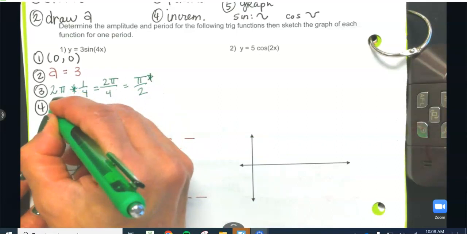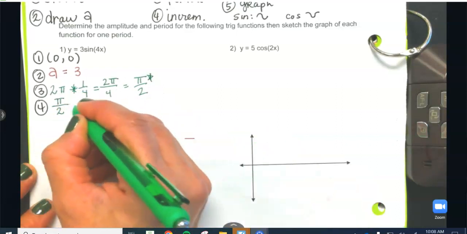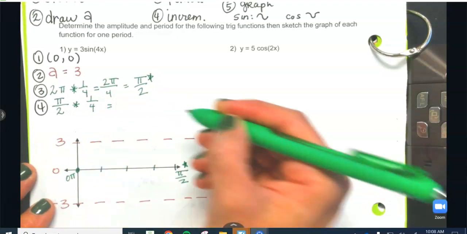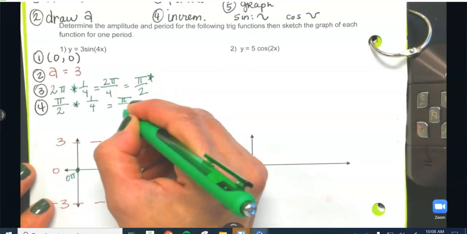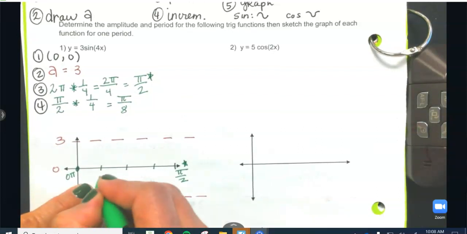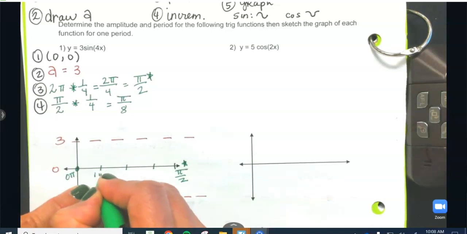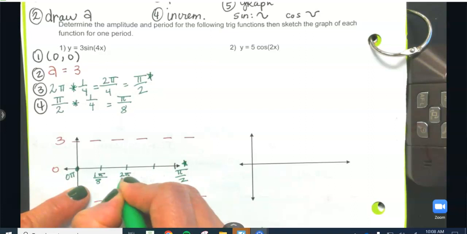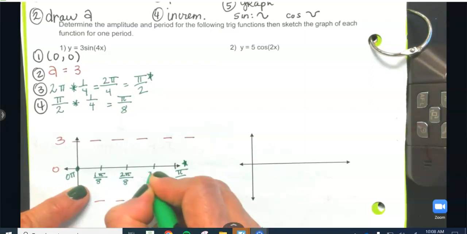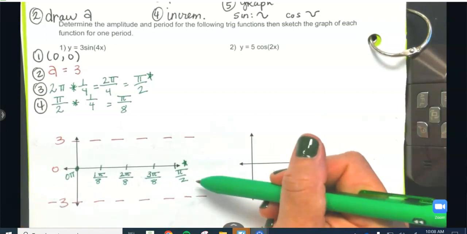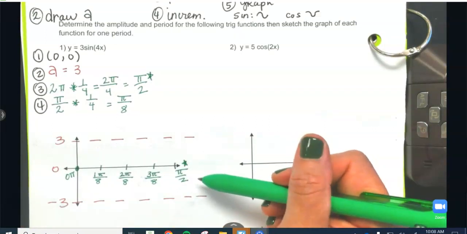So pi over 2 times 1/4 is going to be pi over 8. That's our increments. That's our tick marks, y'all. It's just pi over 8. So this is 1 pi over 8. This is 2 pi over 8, 3 pi over 8, and that's 4 pi over 8, which is indeed pi over 2.